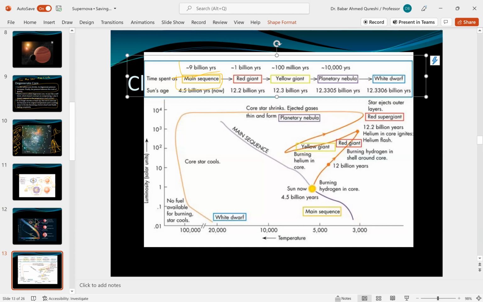In the main sequence, you spend 9 billion years. As a red giant, you spend 1 billion years when you are getting short of hydrogen and your core is just now running out of fuel, so it's shrinking. And then finally you spend some time as a yellow giant, and when the helium flash begins, you again become a red giant, and finally this red giant is also blown away, and you become a white dwarf.